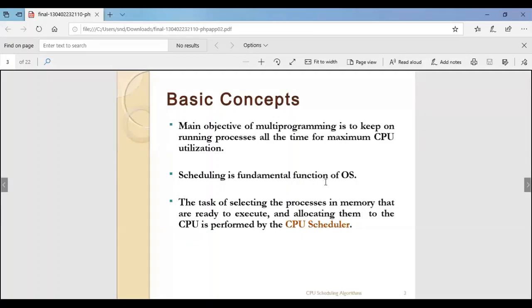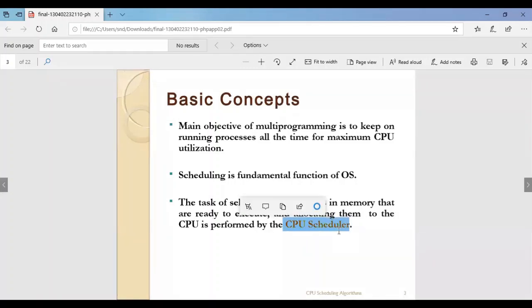Scheduling is a fundamental function of the operating system. So what is scheduling? It means assigning the process to the processor. That is the function of the scheduler, the CPU scheduler. The task of selecting the processes in memory that are ready to execute and allocating them to the CPU is performed by the CPU scheduler. That we have studied in the last lecture.